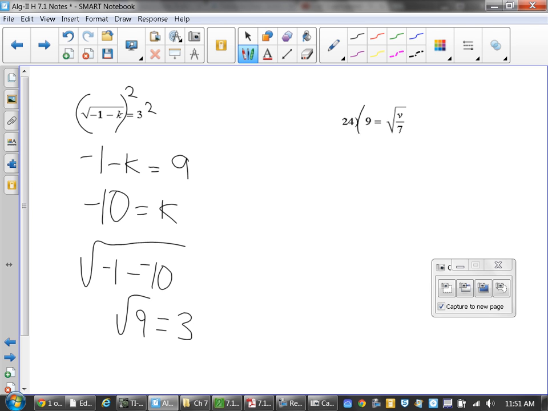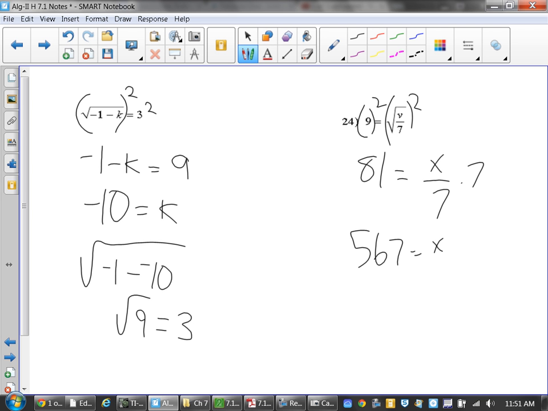Square both sides. You get 81 equals x over 7. Multiply by 7. Yes, 567. Check your work. Put that in. That's 81. So that's 9. We got it.